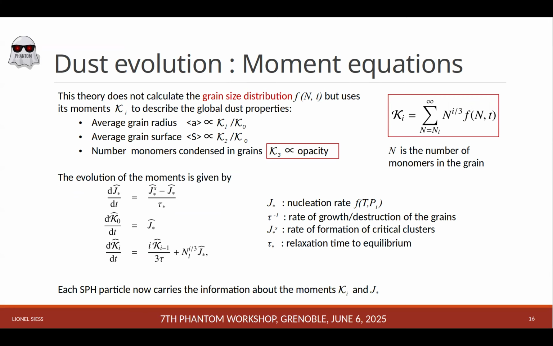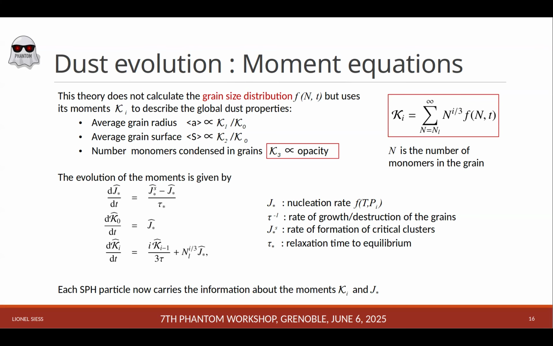This is the so-called moment theory that was developed by Gail and Sedlmayr. So instead of following the evolution of the grain size distribution, we follow the moments. Just like in radiative transfer, we have the moments of the intensity. Here, it's the moments of the grain size distribution. And there are equations that tell you how those moments evolve. And it depends on those quantities. I won't go into the details, but all these quantities can be determined once you know the chemical composition, well, basically the abundances of monomers, and also the temperature and the density of your medium.